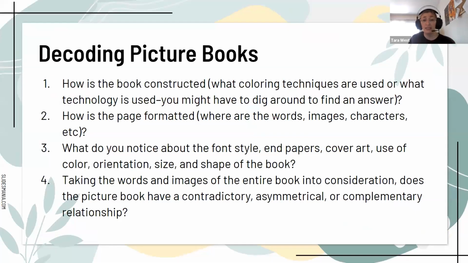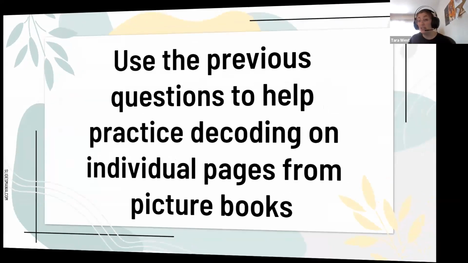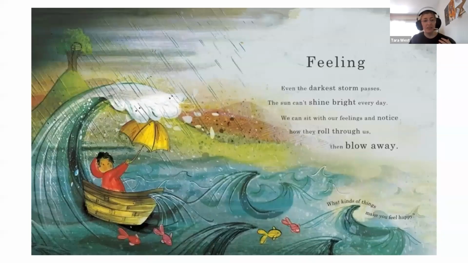Our first question is how is it constructed? What are our coloring techniques? Technology. Again, you might have to Google. I'm not going to Google, just to keep this as short as I can. So if we're looking at this, we do have some bright colors, but they are still a little bit dull.